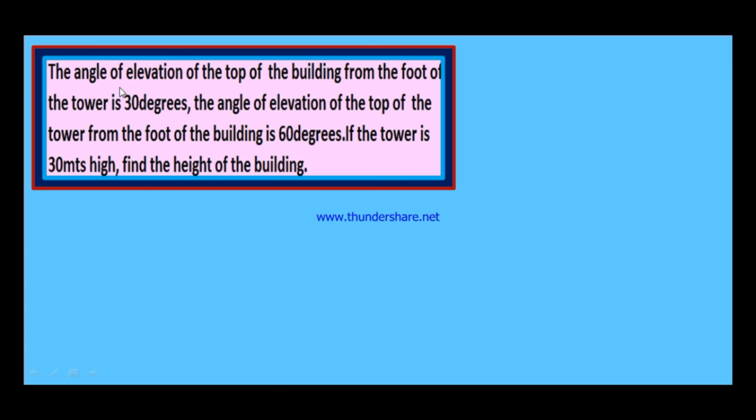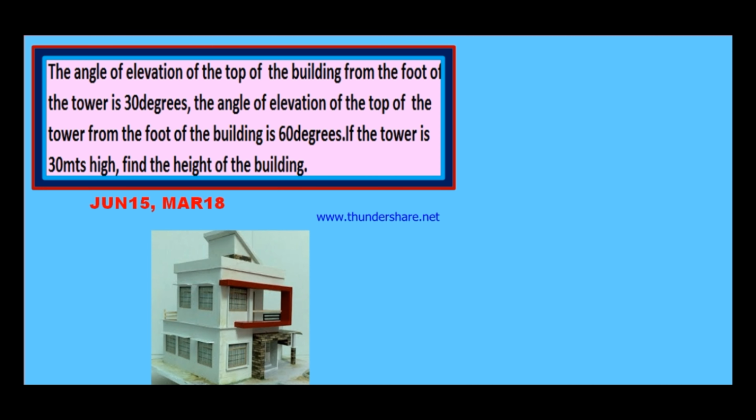I shall repeat. The angle of elevation of the top of the building from the foot of the tower is 30 degrees. The angle of elevation of the top of the tower from the foot of the building is 60 degrees. If the tower is 30 meters high, find the height of the building. This question was given in June 2015 and March 2018.